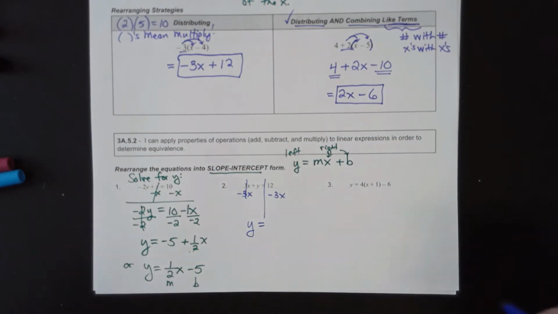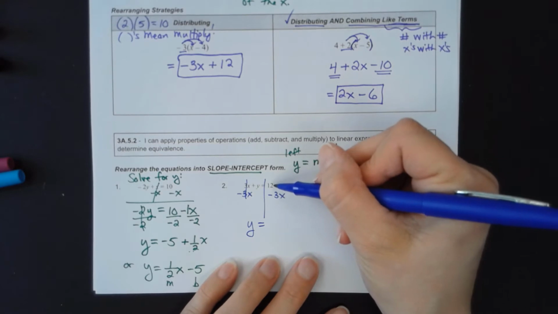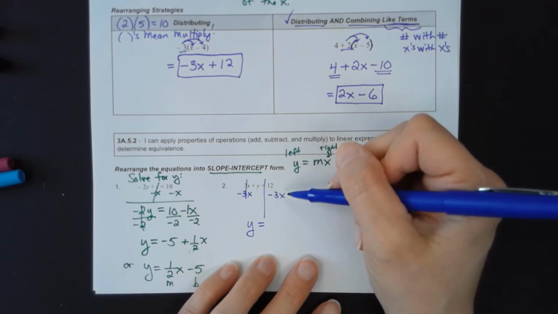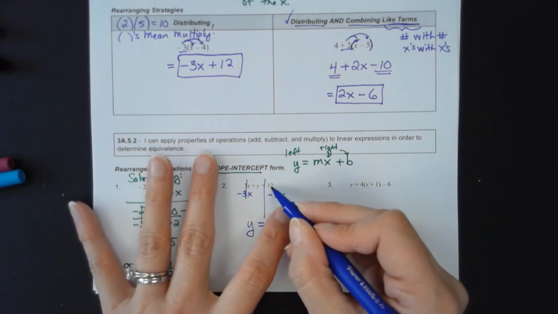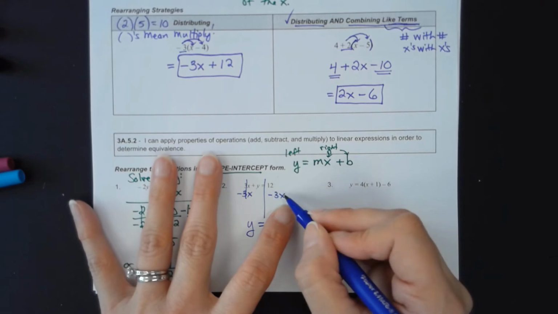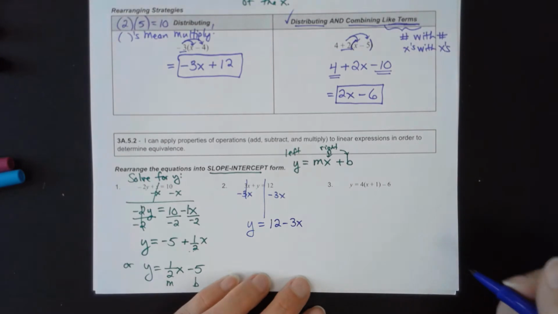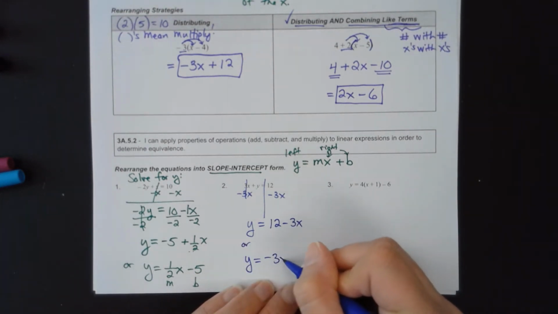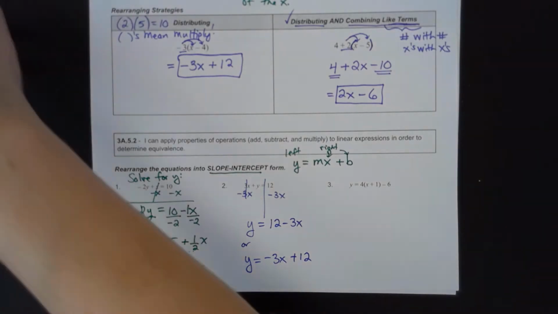We're looking good. Can these be combined? 12s with 3x's. Those are not like terms. They cannot be combined. It's very important that you write the x and you write the x so that you see these are numbers and these are x's. So you can write 12 minus 3x, or you could write y equals negative 3x plus 12. Both of them are correct. Slope-intercept form.